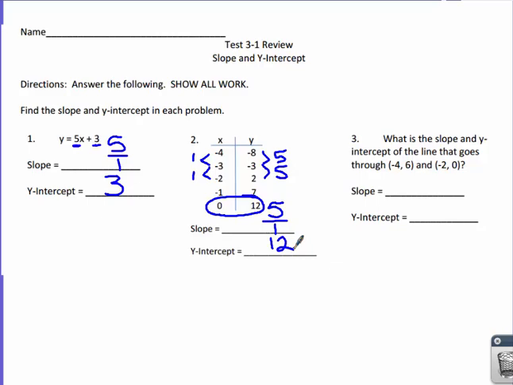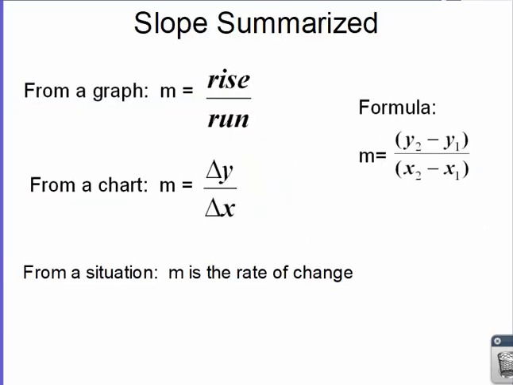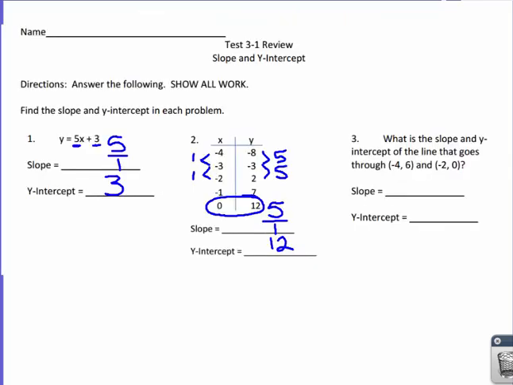Now number 3 is a little bit tougher, because this one says, what is the slope and y-intercept of the line that goes through -4, 6 and -2, 0? Well, we're given 2 points, so that means that we need to use the slope formula to find what slope is. So what I've told you to do is take the first point, label it number 1. Take the second point, label it number 2. So in this point 1, this becomes x1 and y1. This one becomes x2 and y2, and we plug our values in accordingly.